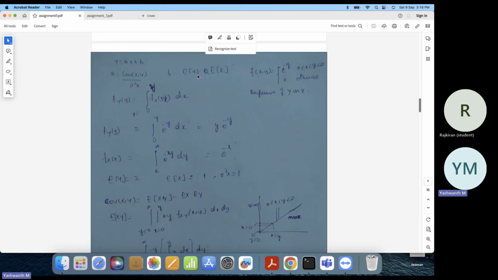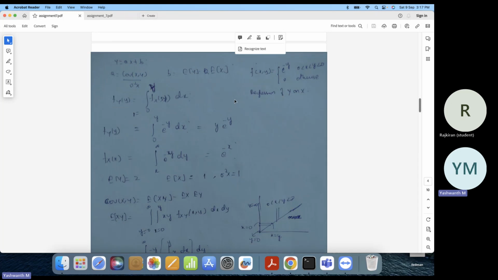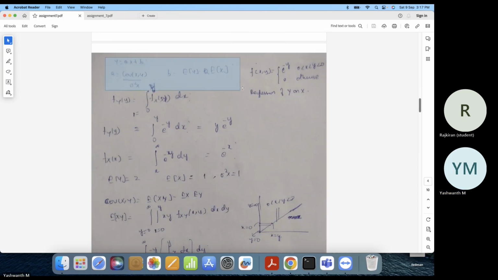So b is nothing but E of y minus a times E of x, and a is nothing but the covariance of x comma y divided by the variance of x. Clear? For this question, this is assumed; you have to know this. Otherwise we cannot do this question. Okay.